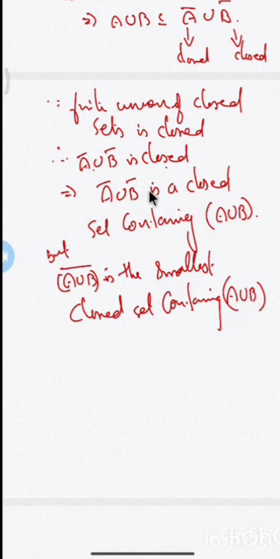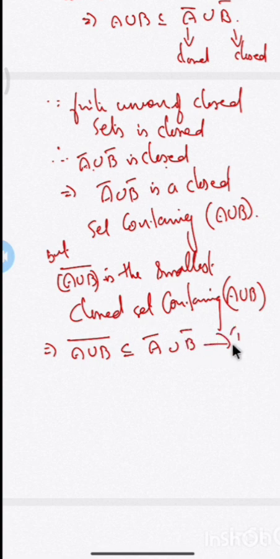But we already have another closed set, A closure union B closure. This is another closed set which also contains the set A union B. So, A union B whole closure is the smallest one, which will be contained in any other closed set which contains A union B. What is that other closed set? A closure union B closure. So this is number 1.